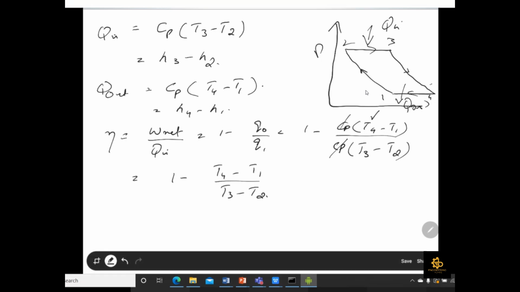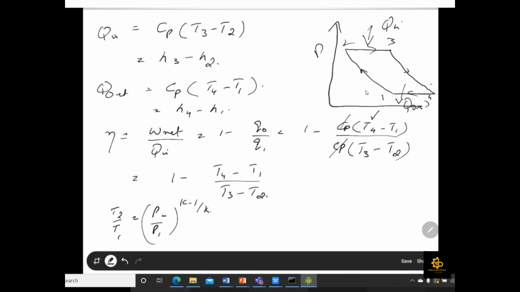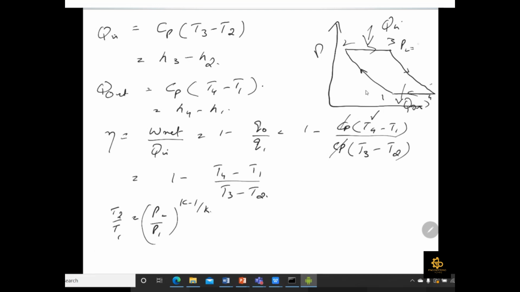Okay, so for the process 1 to 2, we know that this is the isentropic process. Okay, and for the isentropic process, we already know that we can write the relation that T2 over T1 for the isentropic relation is equal to (P2 over P1) to the power (K minus 1) over K. Okay, so this we already know from the start of your gas power cycle lecture that these are the relations which are valid for your isentropic processes. Okay, so a similar thing, because in this case we already know that your P2 is equal to P3 and P1 is equal to P4.